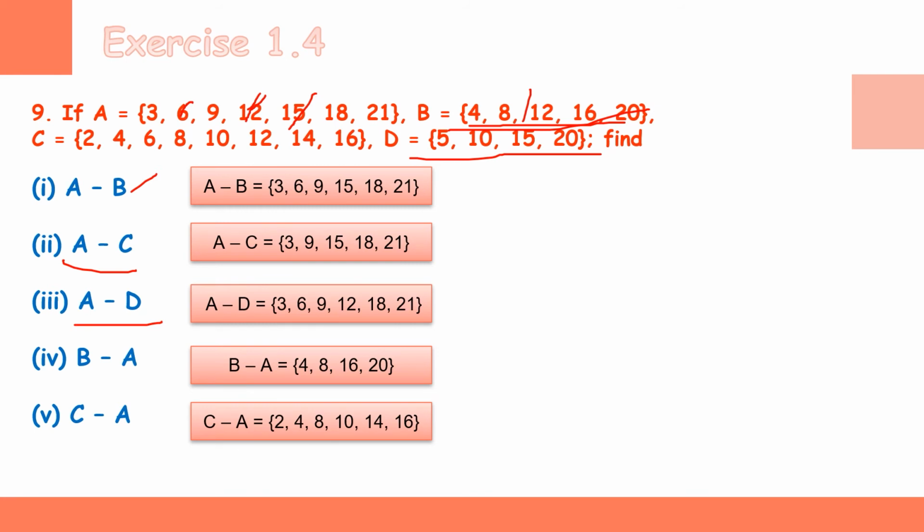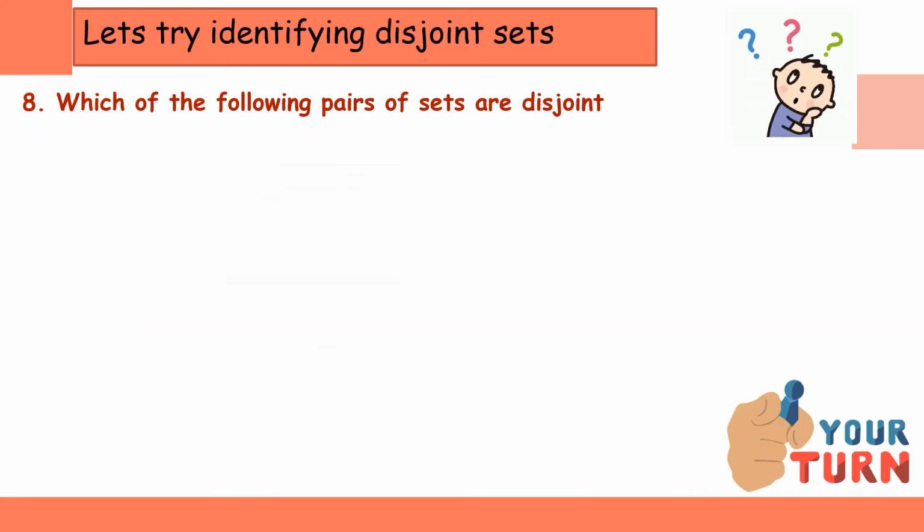C minus A. From C, just delete the elements of A. I have 6 common, I will delete it, and 12 common, so I will delete it. I will write the remaining elements. 2, 4, 8, 10, 14, 16. So, understood what is the difference between any two sets? Super. So this is for you to try.